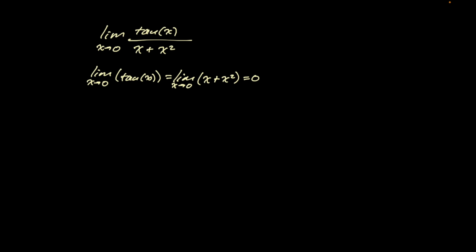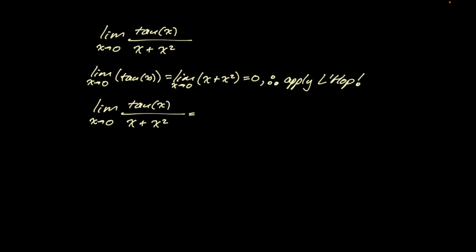So we're going to apply L'Hopital's rule. This is what my first step would look like. Now I'm going to actually apply L'Hopital's. I rewrite the original limit, and I'm going to say that it is equal to the limit as x approaches 0 of, we have to find the derivative of the top. The derivative of tangent we know is secant squared. Then we divide that by the derivative of the bottom, which is just 1 plus 2x.